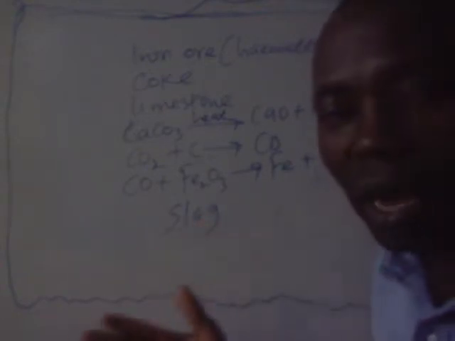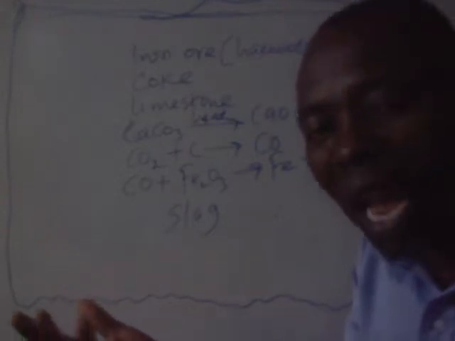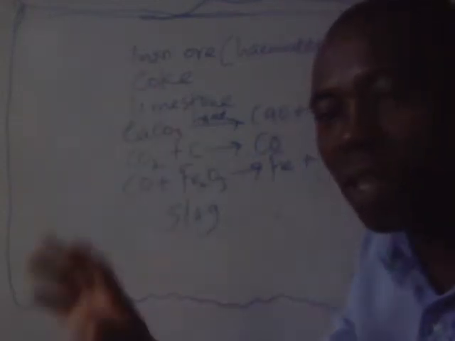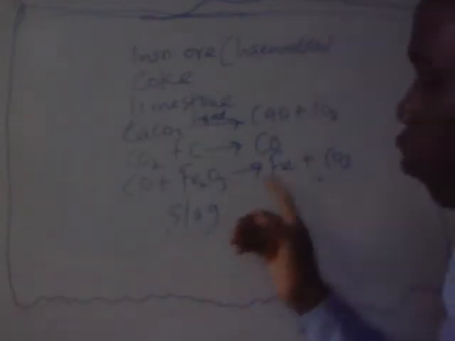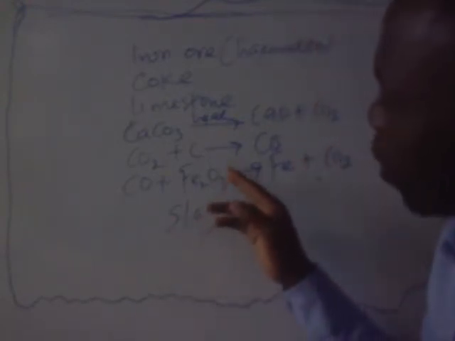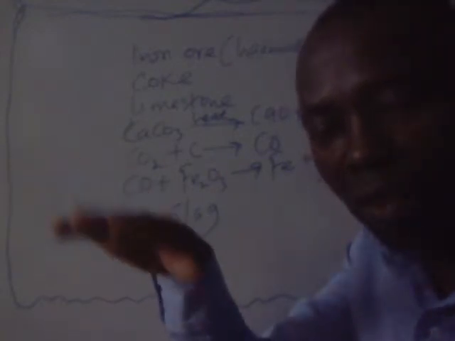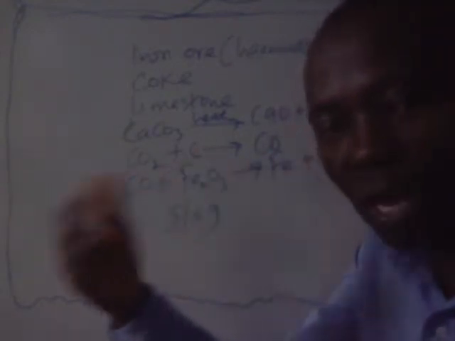So the slag will float at the surface of the iron itself. In the blast furnace, the iron produced will settle at the bottom of the furnace, while the slag will be at the surface. It floats at the surface, so it can be collected, it can be run off.